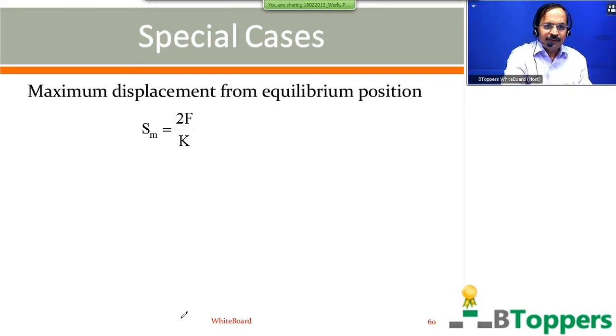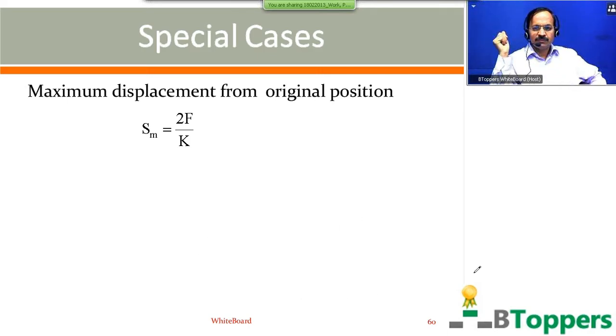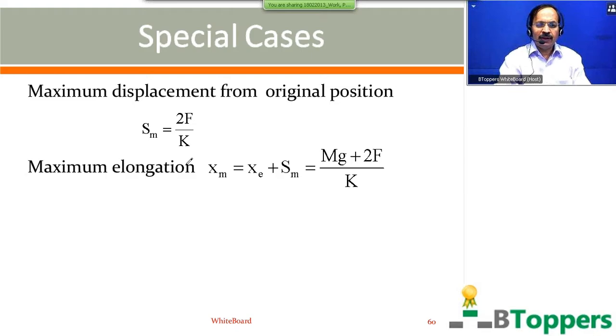So you get the maximum displacement from the original equilibrium position. The maximum displacement of the block from the original position before application of this constant force is given by sm equal to 2F by K. So the maximum elongation of the spring from its natural length is given by xm equal to xe plus sm, where xe equals mg by K. So mg by K plus 2F by K, you can write as mg plus 2F by K.